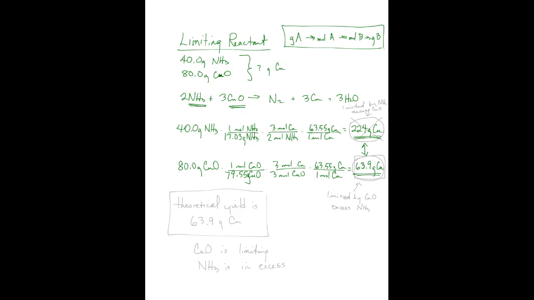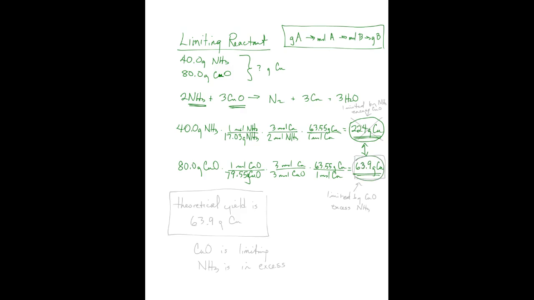What this first number tells me, the 224 grams of copper, is that if I have plenty of copper 2 oxide, and I can use up every bit of my ammonia, I would get 224 grams. If I'm limited by the ammonia and not by the copper 2 oxide, that is what I'll get.